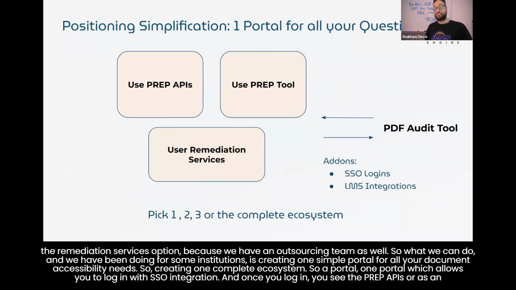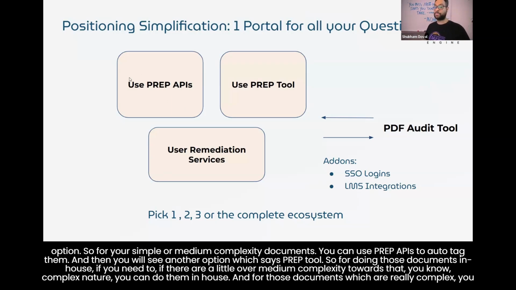So what we can do, and we have been doing for some institutions, is creating one simple portal for all your document accessibility needs. So creating one complete ecosystem. One portal which allows you to log in with SSO integration. And once you log in, you see the Prep APIs as an option. So for your simple or medium complexity documents, you can use Prep APIs to auto tag them.